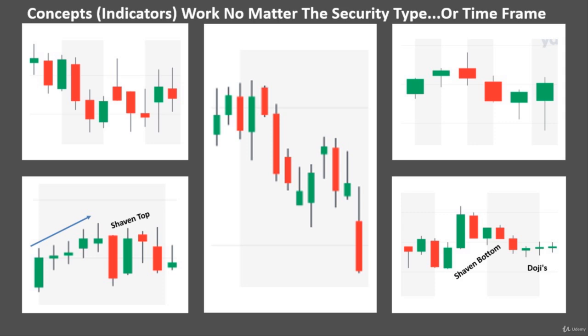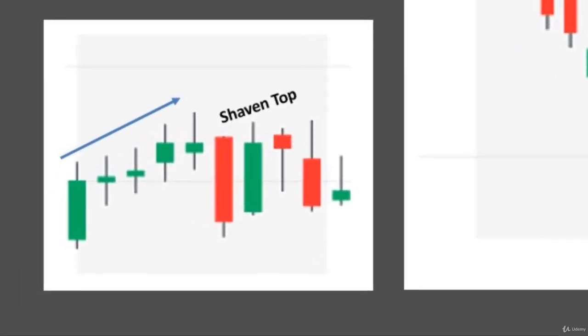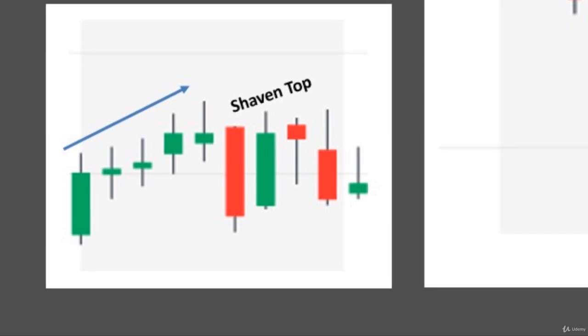So again, very universally applicable. And if you look at the bottom left there, you can see something where I've drawn a blue trend line. We'll learn about drawing trend lines. And there's a concept called a shaven top, right? Where the top of that little candle has a real tall wick. That's called a shaven top, and you'll learn about that too.